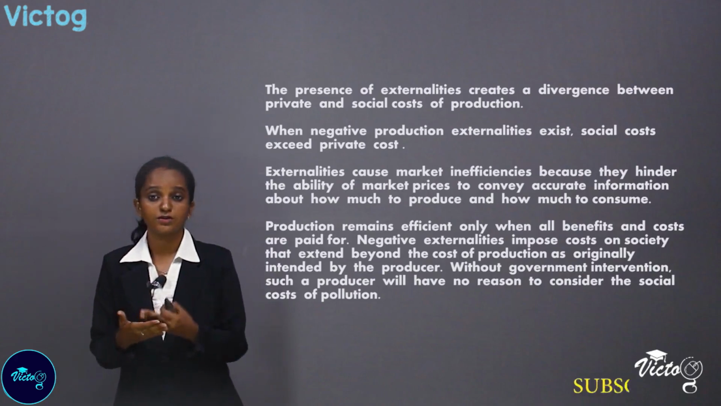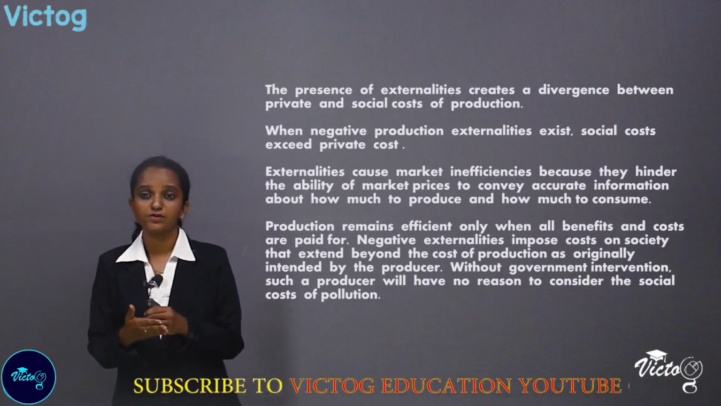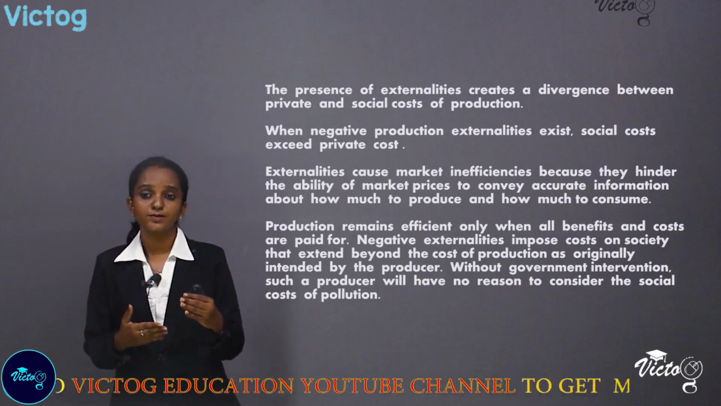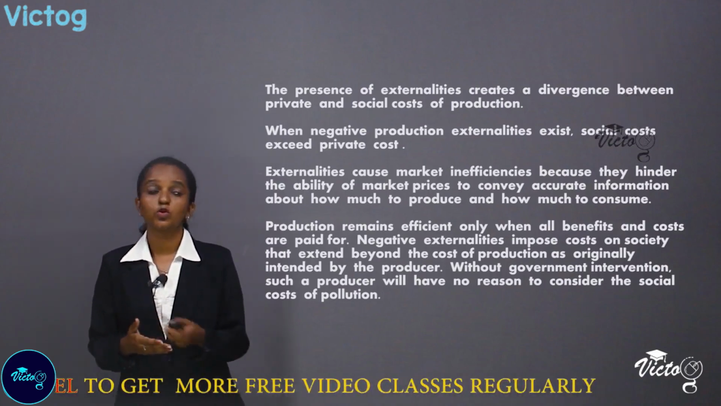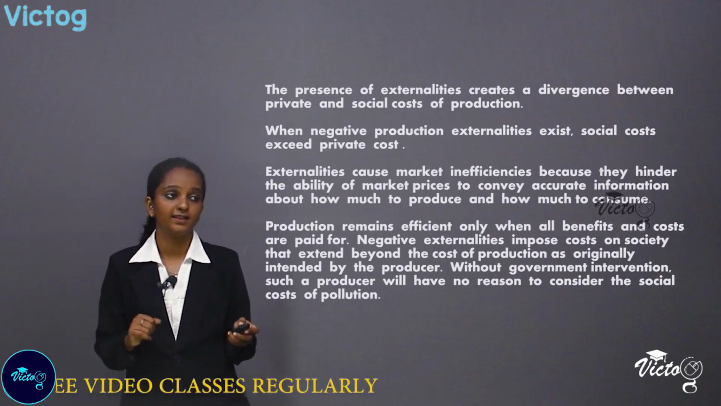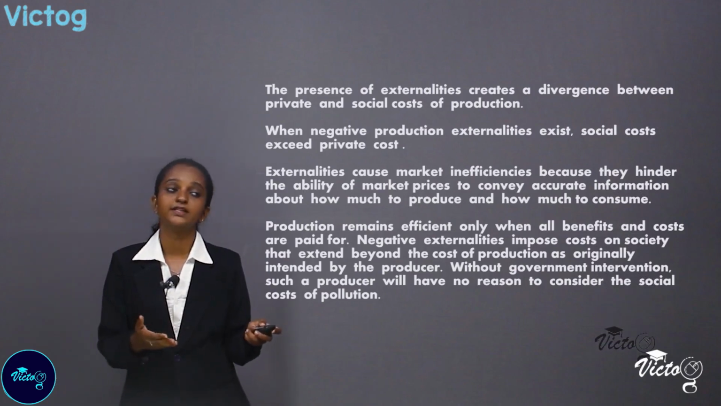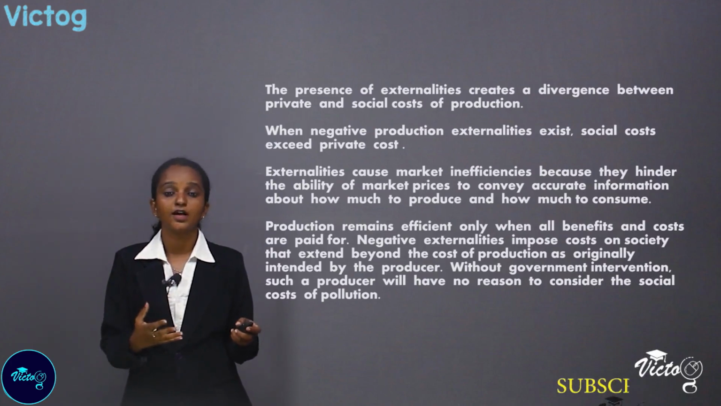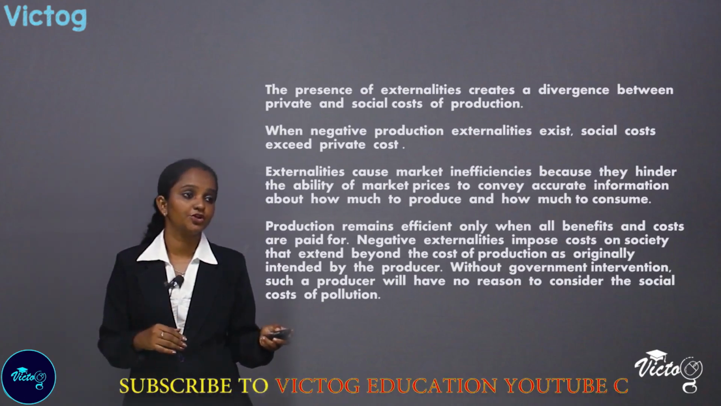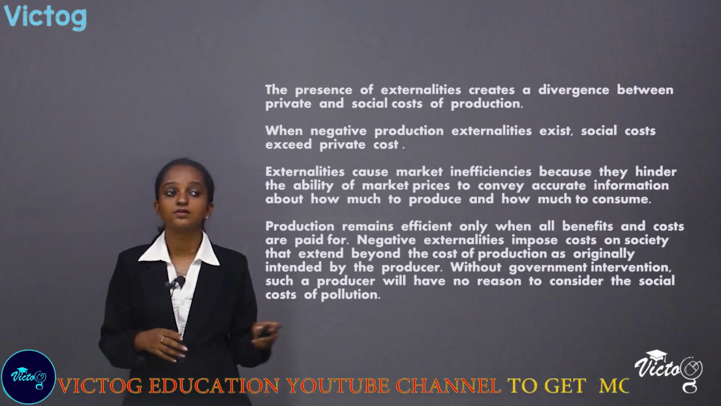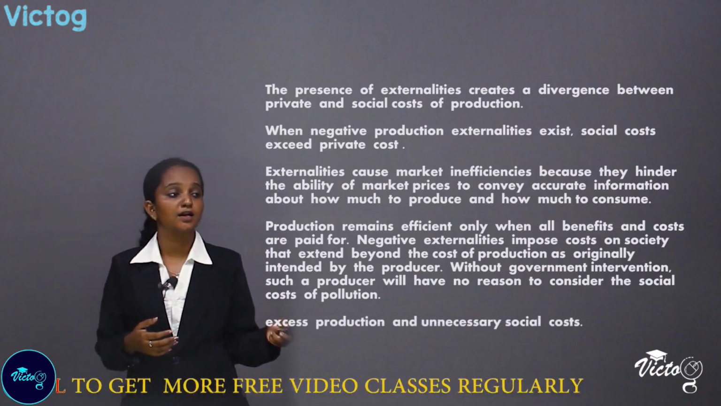We have already talked about the aluminium producing firm. The market prices of the aluminium will not actually display the external cost caused by polluting the water. So there is a negative externality in that case. To control these things, what we actually need is government intervention, because the market cannot correct these kinds of externalities by itself. Without government intervention, such a producer will have no reason to consider the social cost of pollution.